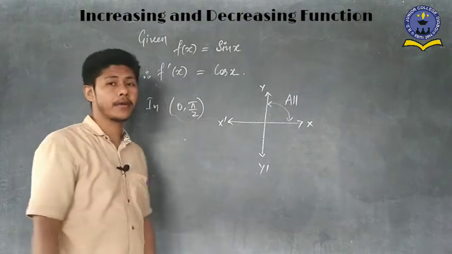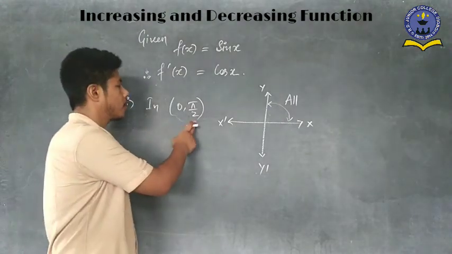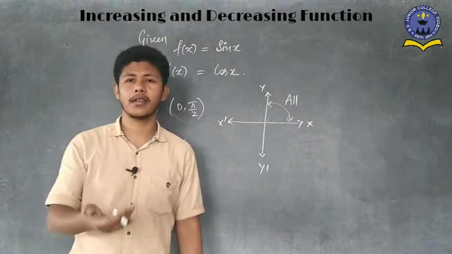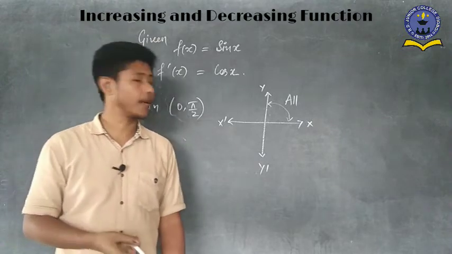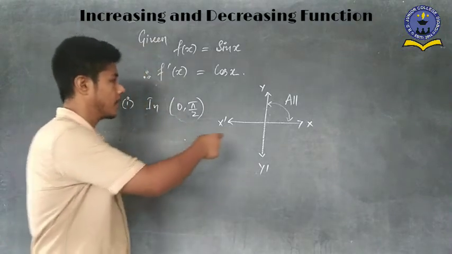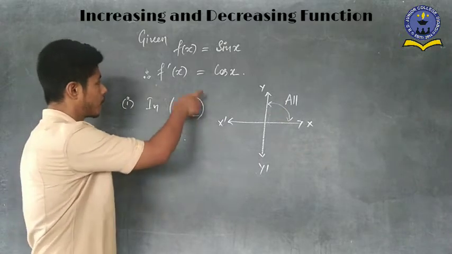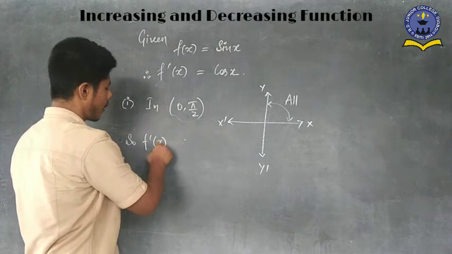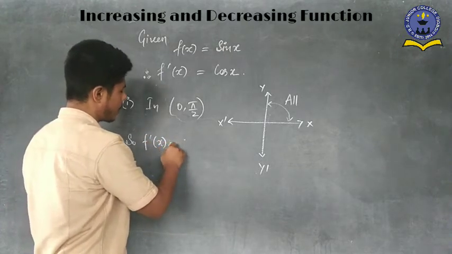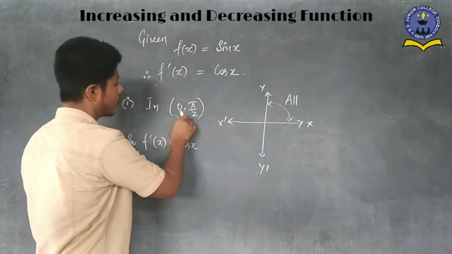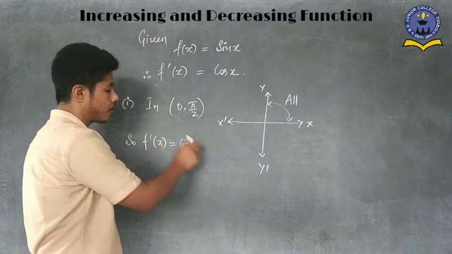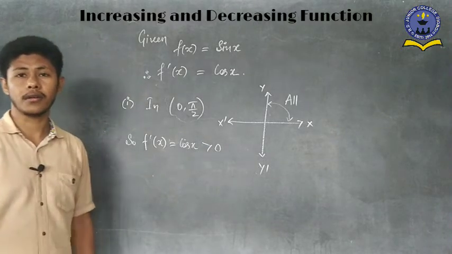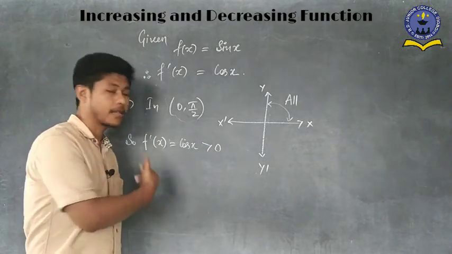In between 0 to pi by 2 all are positive, because pi by 2 is not included and 0 is also not included. So in between we consider values like 30, 35, 40, 45 or whatever we get here. So in this case all are positive, so what can we say from here? f dash of x is cos x, and in the interval 0 to pi by 2 all are positive, so we can say this one is greater than 0.